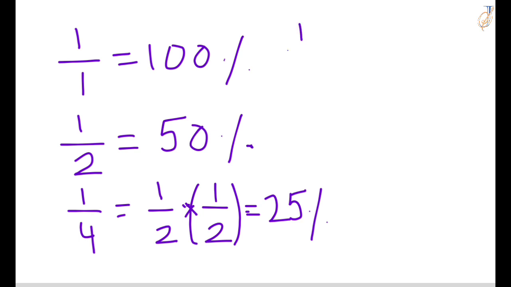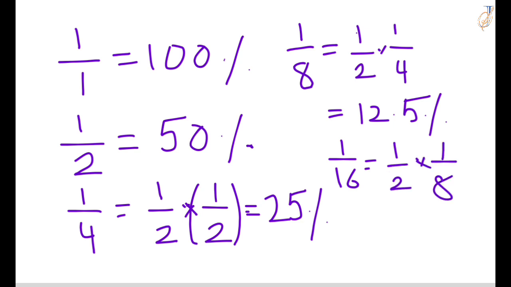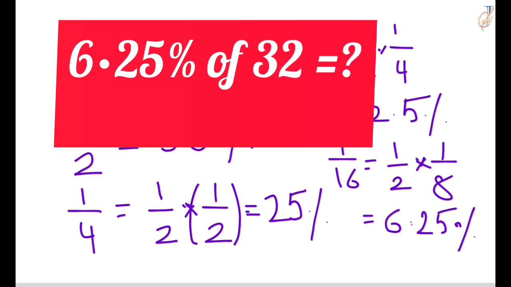Then we go with 1 by 8. 1 by 8 we can write as 1 by 2 times 1 by 4, so that is half of 1 by 4. We know that the 1 by 4 value is 25, so half of 25 is 12.5%. And we will see 1 by 16. This 1 by 16 we can write as 1 by 2 times 1 by 8, so that is half of 1 by 8. The 1 by 8 value is 12.5%, so half of 12.5% is 6.25%.